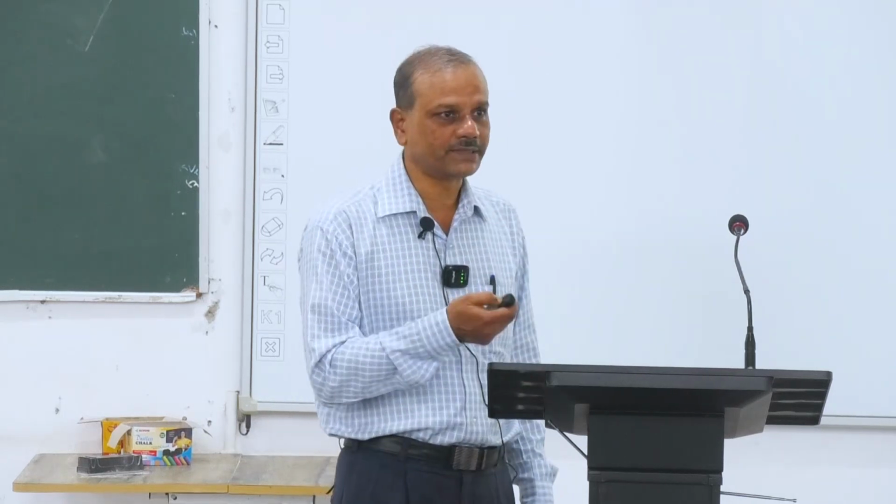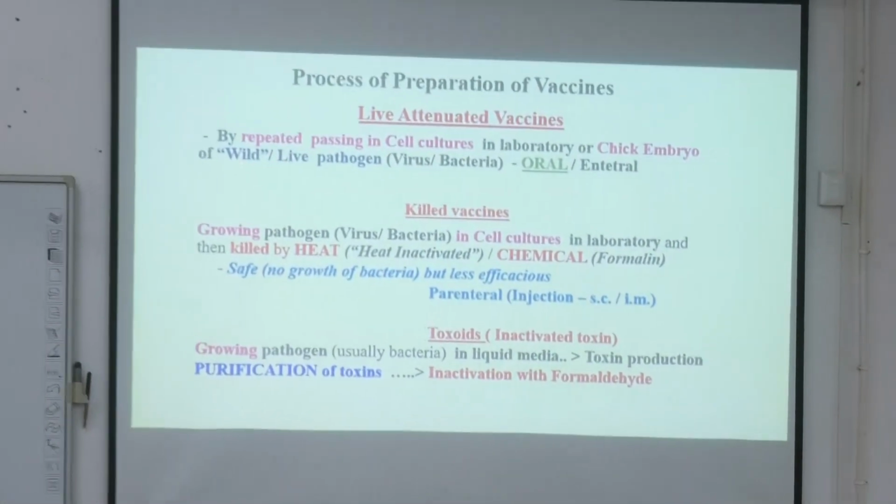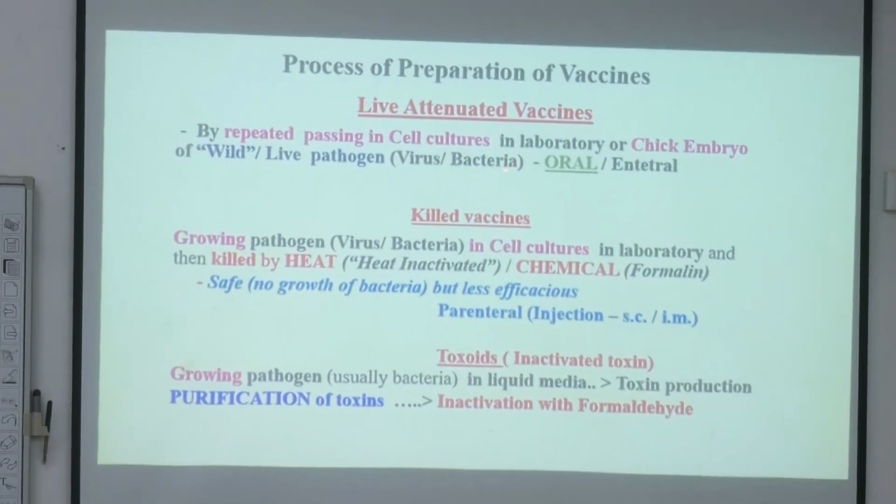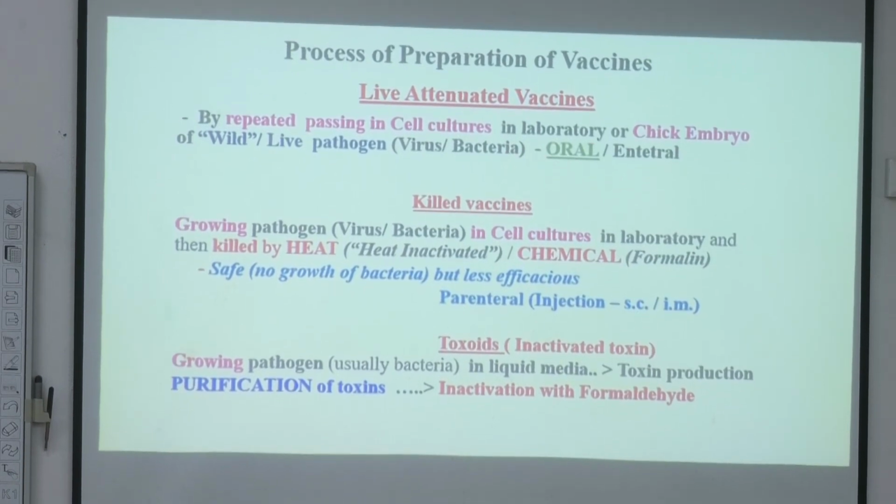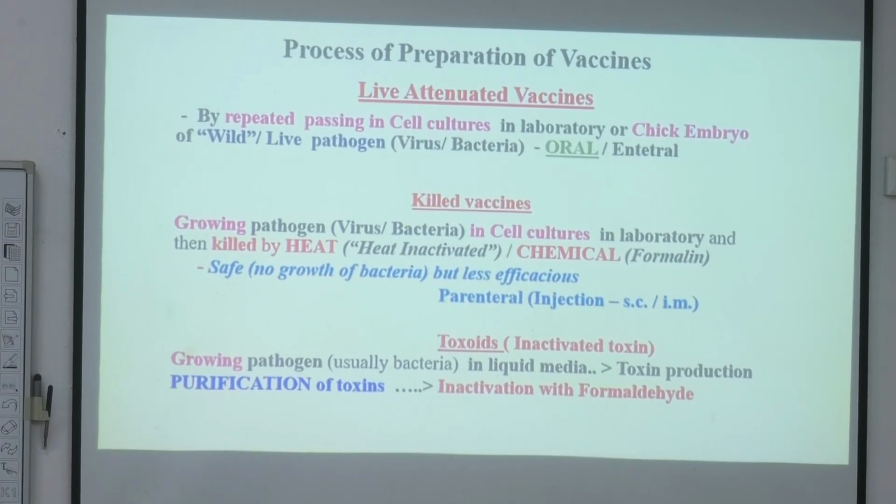So, how are vaccines produced? Live attenuation is done by repeatedly passing the virus in cell culture, so that the virus loses its disease causing property, that is pathogenic property. Wild virus is basically that virus which causes the disease. That is called a wild virus or pathogen. In contrast, a live attenuated vaccine doesn't have that wild nature, but it retains the immunogenic power.